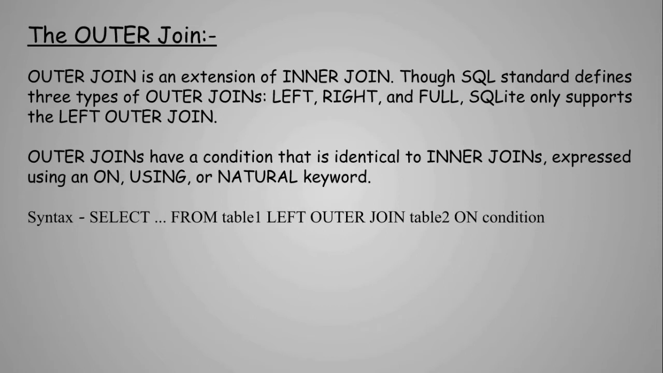Now outer join has a condition that is identical to the inner join, that is expressed using the ON, USING, or NATURAL keyword. So these are the three keywords that can be used to perform the outer join. Let us look at the syntax. You write the name of the columns that you want to populate in the final result from table 1, and then you mention LEFT OUTER JOIN table 2 ON condition, for example employee ID, as we did in our example. Let us look in the command prompt at how we can use outer join.